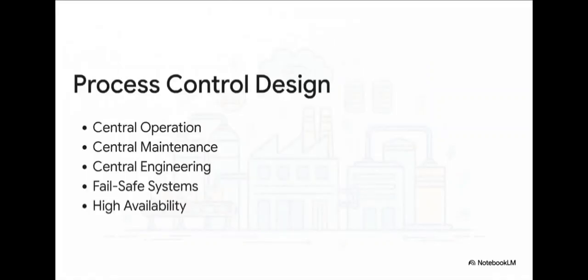Now, to keep that massive four-tier structure running smoothly, engineers rely on 5 core foundational blueprints. Everything is completely built around central operation, central maintenance, and central engineering. Basically, that means you control, fix, and build everything from one unified place. But the last two? They're arguably the absolute most critical for survival. Fail-safe systems that trigger a safe shutdown when things inevitably go sideways, and high availability to make sure the plant almost never has to stop in the first place.